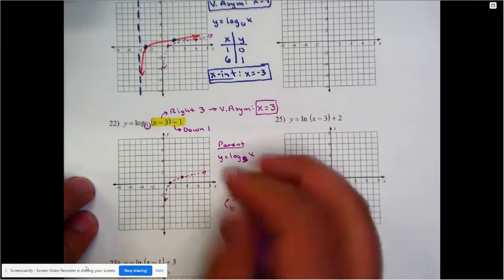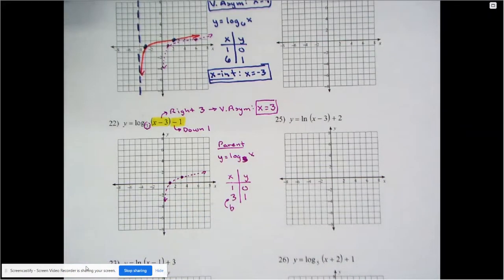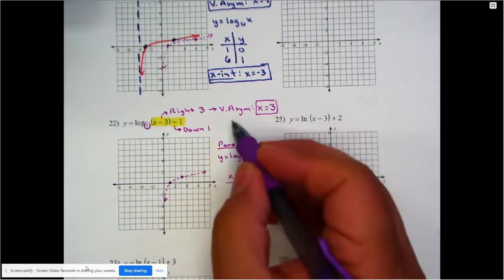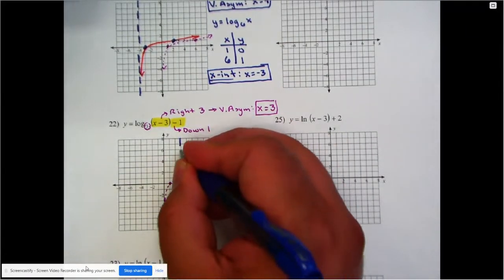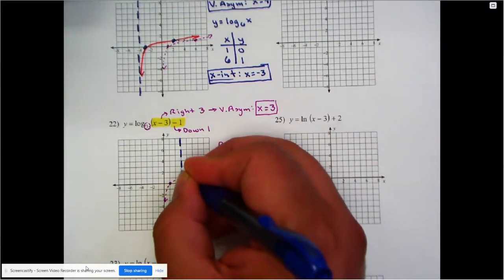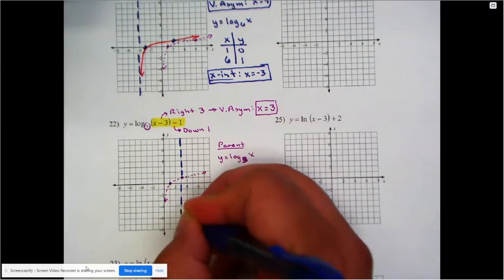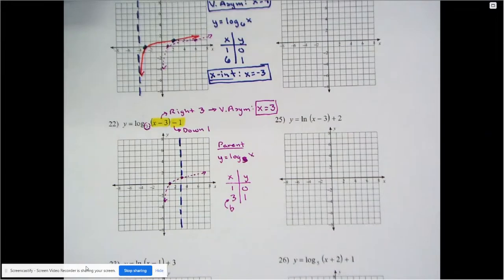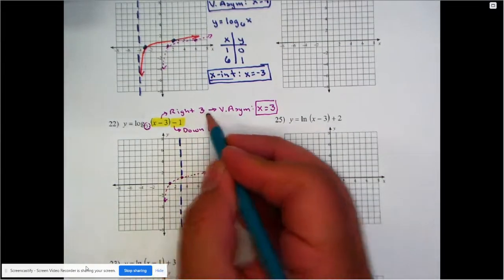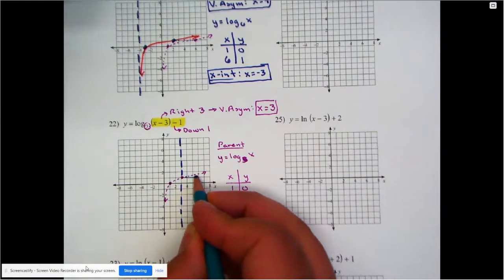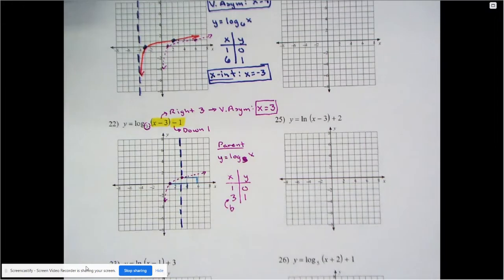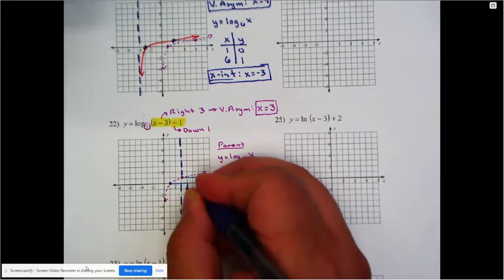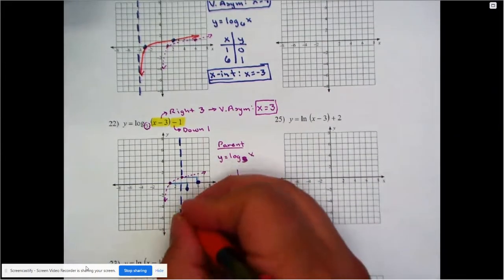Remember, logs keep climbing up very slowly, but they climb up. But now we get to draw it all. We already said the vertical asymptote is x equals 3. So here's x equals 3, the brand new vertical asymptote. I want to make sure I can still see my points there. And now I'm going to start moving everything over. 3 to the right, 1 down. 1, 2, 3, 1 down. 1, 2, 3, 1 down. And so just like that, we have our two brand new points. And then here comes my curve.